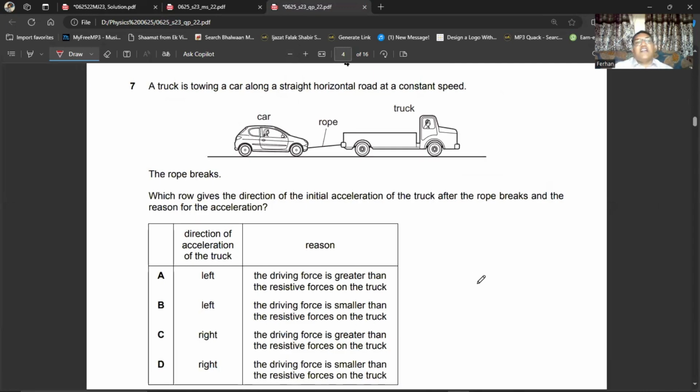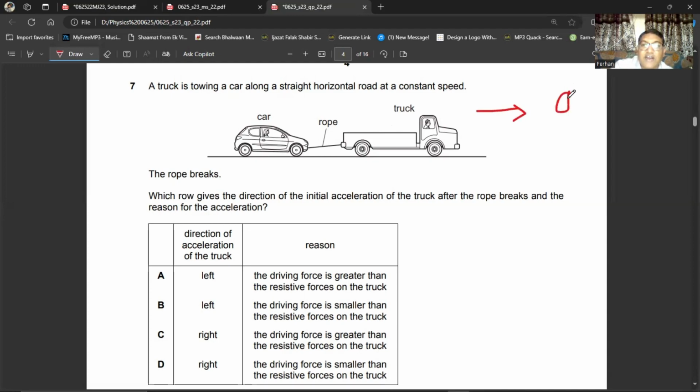He says a truck is towing a car along a straight horizontal road at a constant speed. So here you see this rope is attaching the truck with the car. So this truck is pulling this car. The rope breaks. Which two gives the direction of the initial acceleration of the truck after the rope breaks and the reason for the acceleration? You see, when this rope breaks, all of a sudden the load on the truck will decrease and this truck will accelerate in this direction.